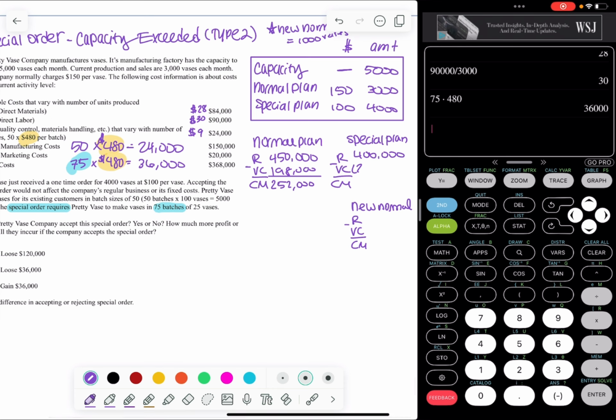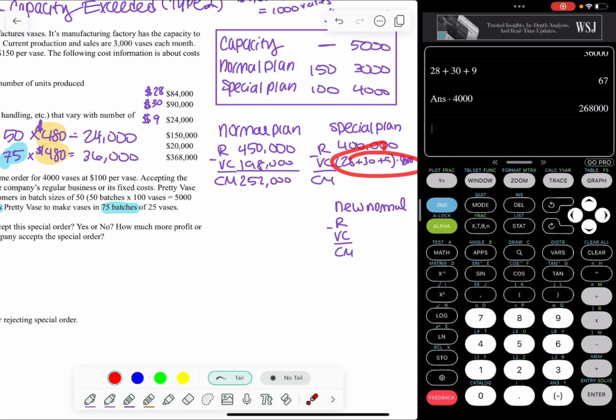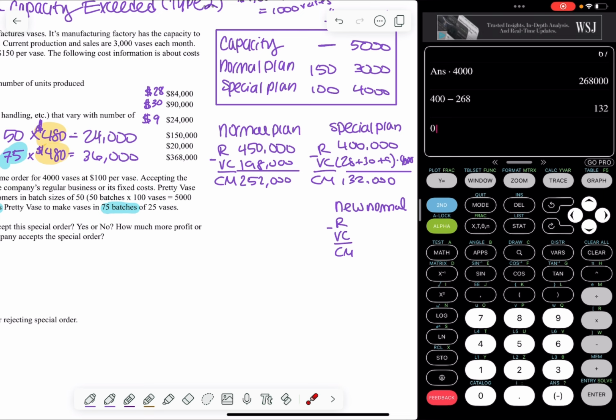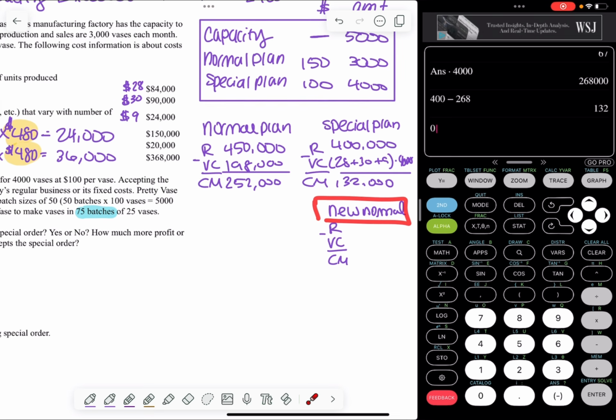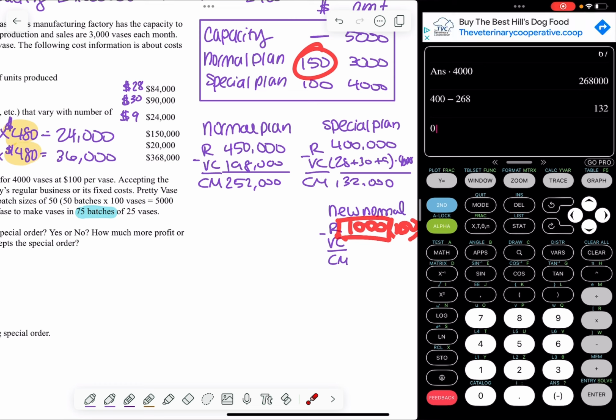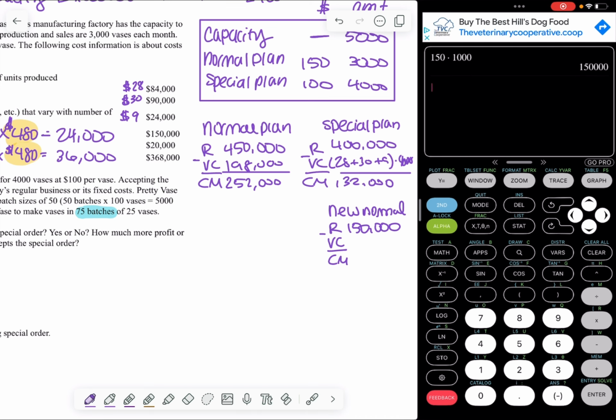So now I know that this is really just 28 plus 30 plus 9, and then times 4,000 because that's our number of units. That's 268,000 over here, and so 400,000 minus 268,000 is 132,000. And we're not done. Now we have to do the new normal. The new normal is going to be based on 1,000 units selling at a normal price of 150, because that's the only thing we have left in terms of capacity since we already used 4,000 units in the special plan. That's going to be $150,000.